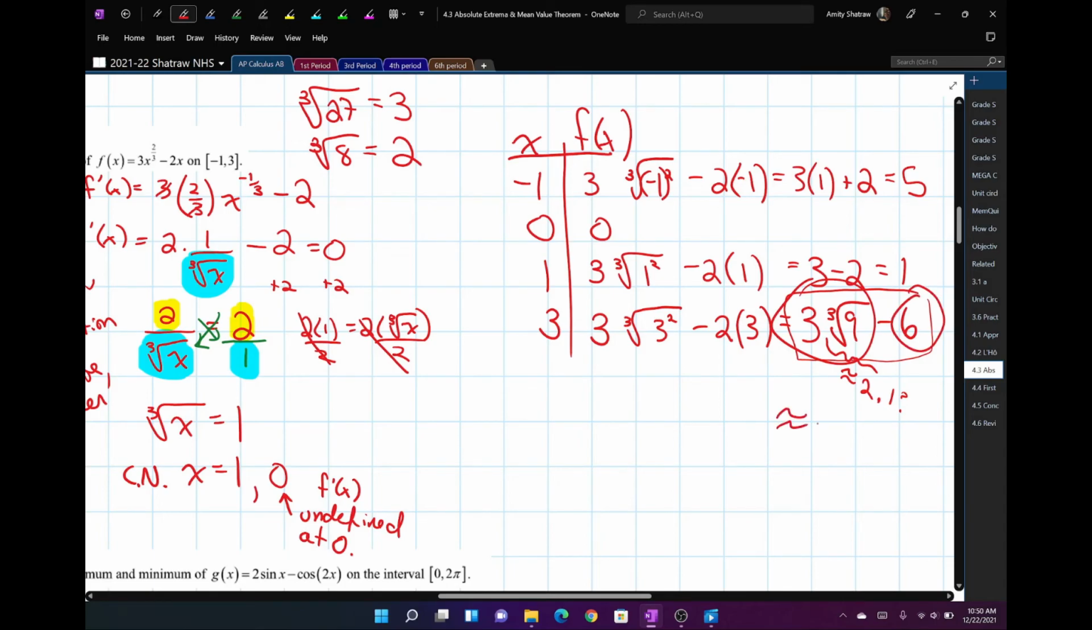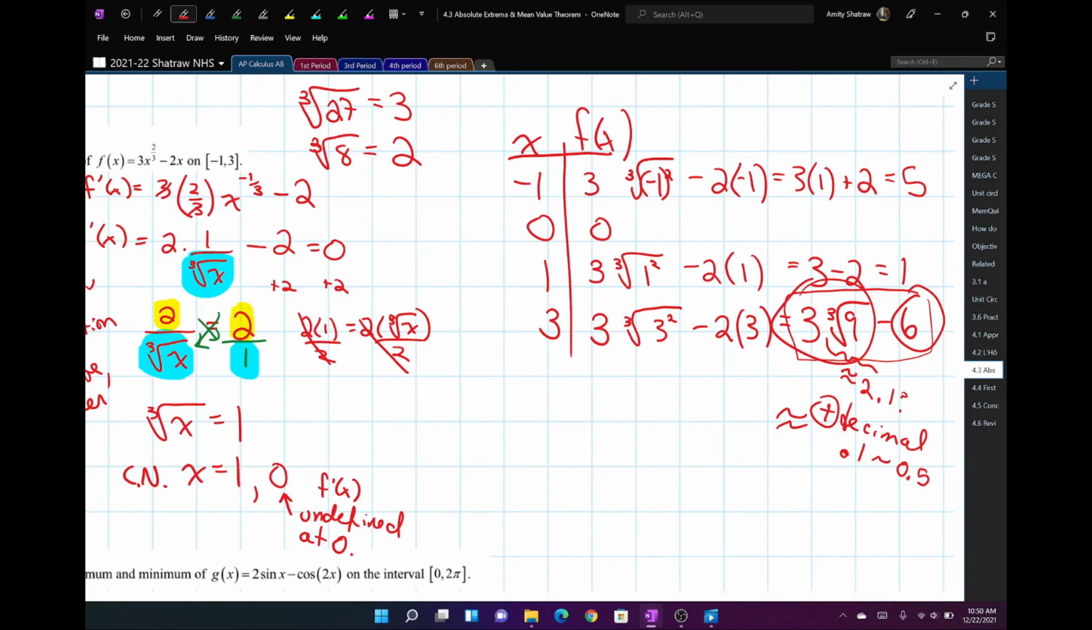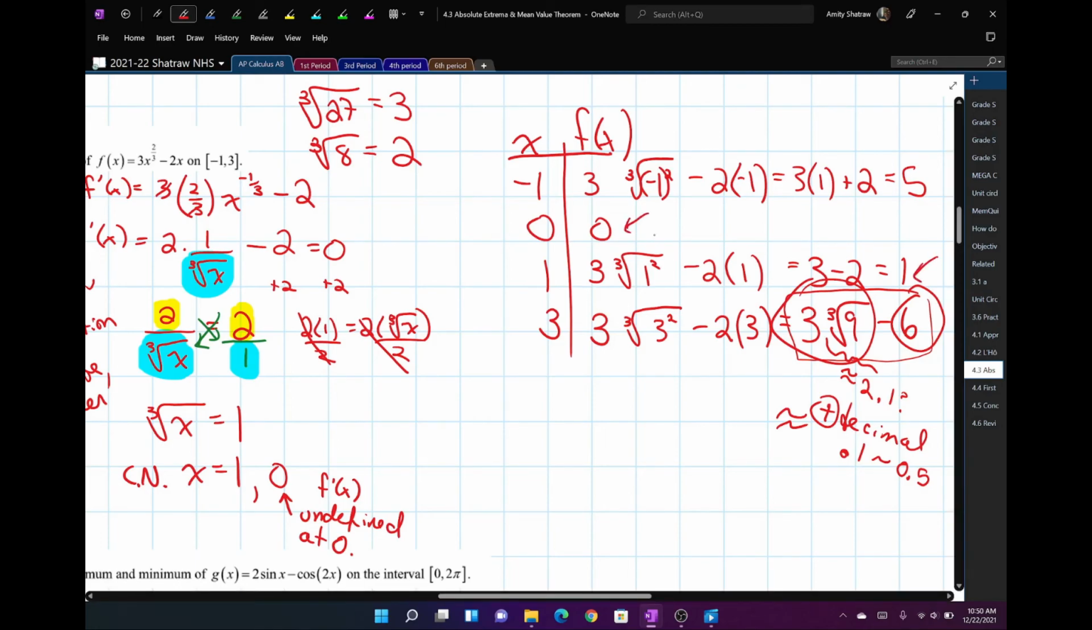So what I'm going to approximately equal is some positive decimal around 0.1 or 0.5. I'm not exactly sure, but I'm definitely telling you that it is going to be lower than 1, but higher than 0. I hope that makes sense.